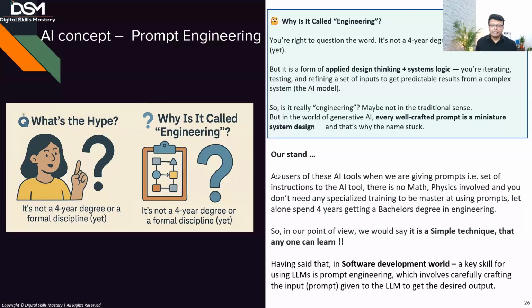Now, having said that, in the software development world, a key skill for using large language models is prompt engineering, and that helps. It involves carefully crafting the inputs, the prompts, that developers have to put to the LLM to get the desired outcome. And I think in that realm, in software development, it fits very well as the term prompt engineering.